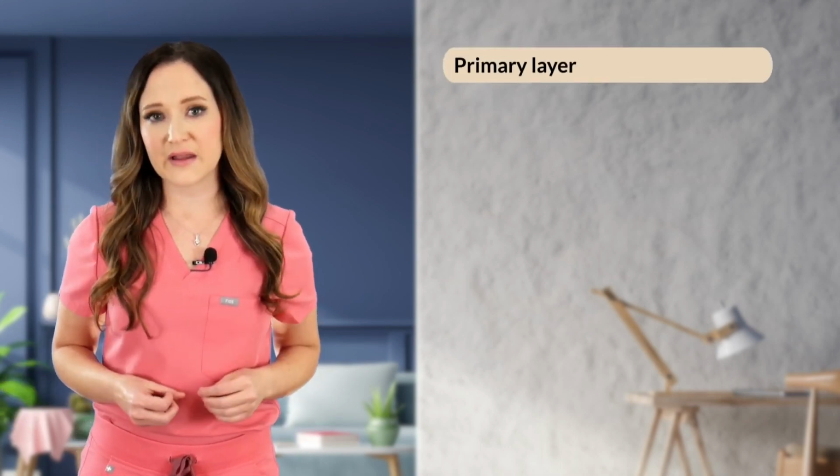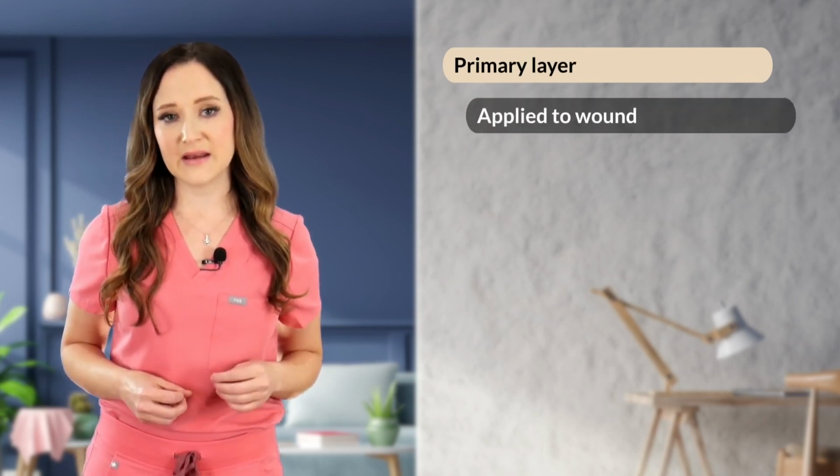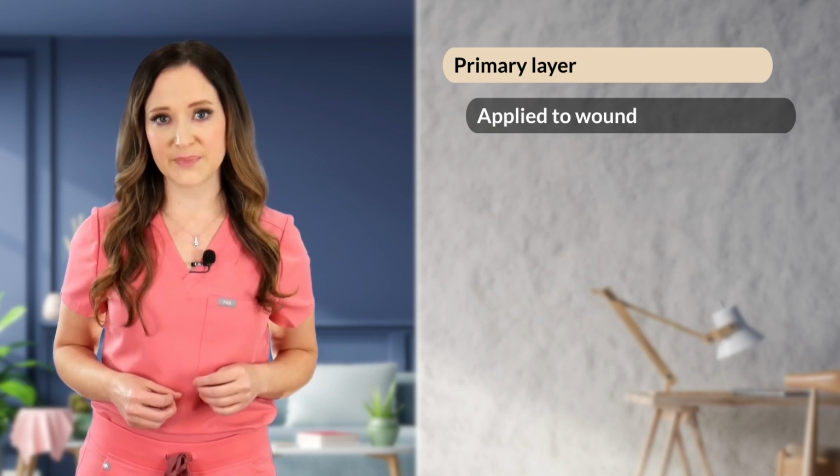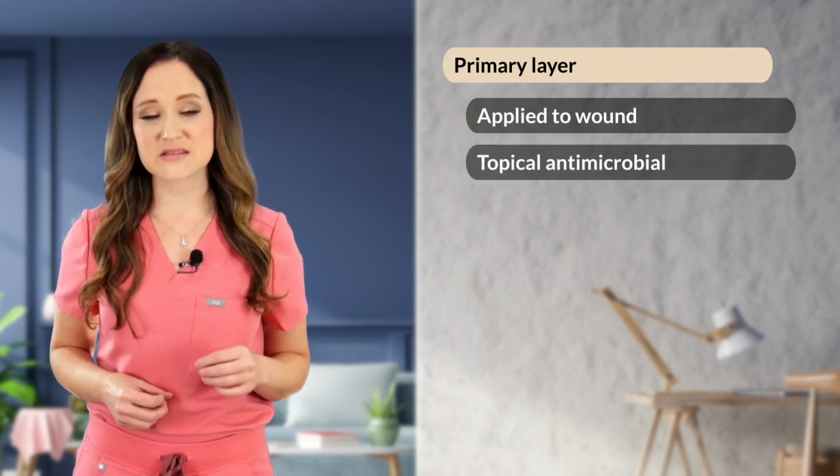The bandage consists of 3 layers: primary, secondary, and tertiary. The primary layer is the dressing directly applied to the wound and will be either an adherent or non-adherent dressing. It may also include a topical antimicrobial agent like silver sulfadiazine or Manuka honey.